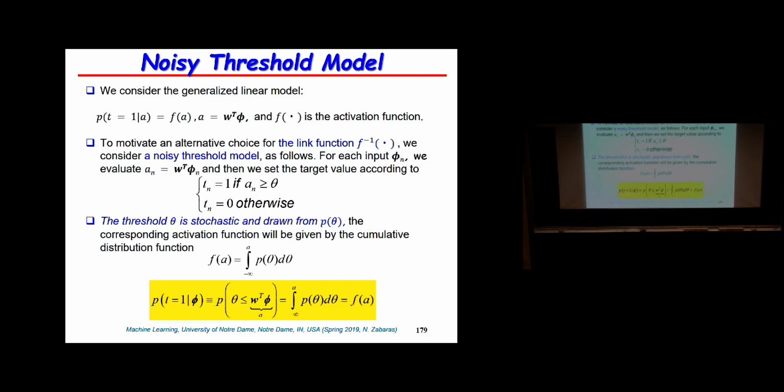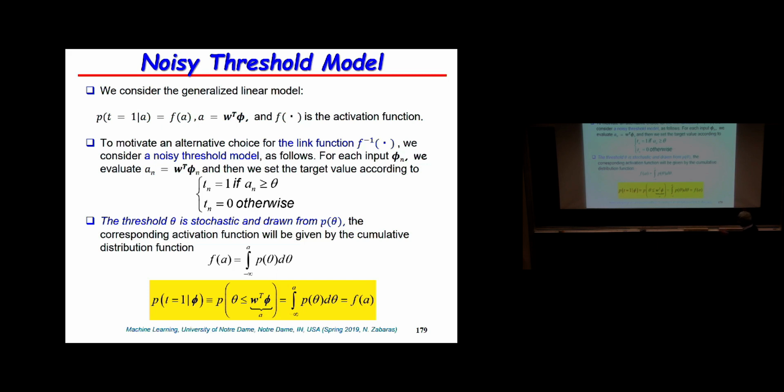So let's see what the Probit model is. We define a threshold theta that is drawn from some known distribution P of theta. And we set the target to be class 1 if A_n is greater or equal to theta, otherwise it's class 0. It's as simple as that. Again, the rule is class 1 if A_n for a given point phi_n is greater than the threshold theta, where theta is sampled from P of theta, otherwise it's 0. So effectively, the posterior probability given phi for being in class 1 is the same as the probability of theta being less or equal to A_n, which is W transpose phi.